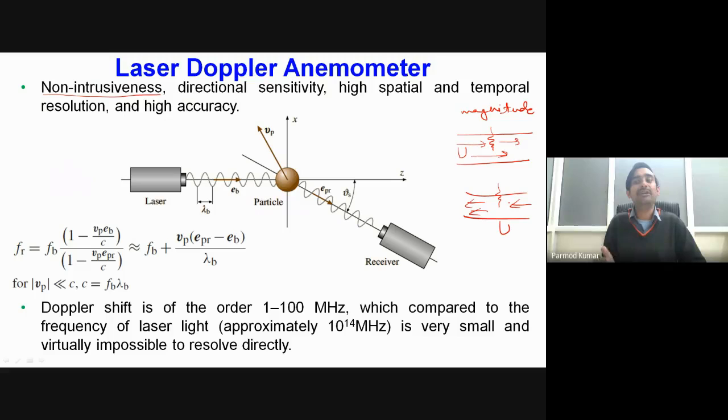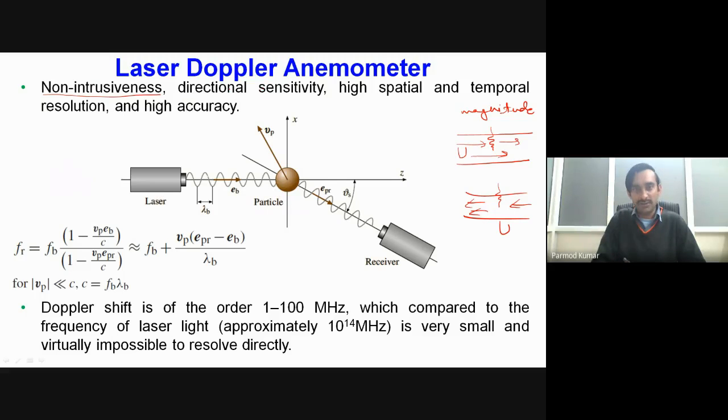So because of that, we will not be able to determine the directional dependence. We can determine the magnitude of the flow velocity, but we cannot determine its direction. So that's one of the disadvantages of hot wire anemometry. Particularly that limitation can be avoided by the use of laser Doppler anemometer.